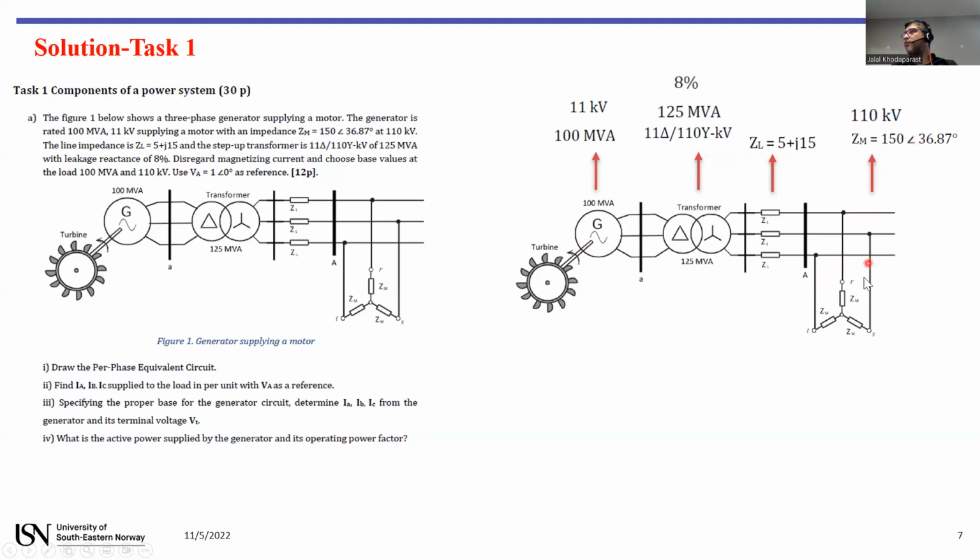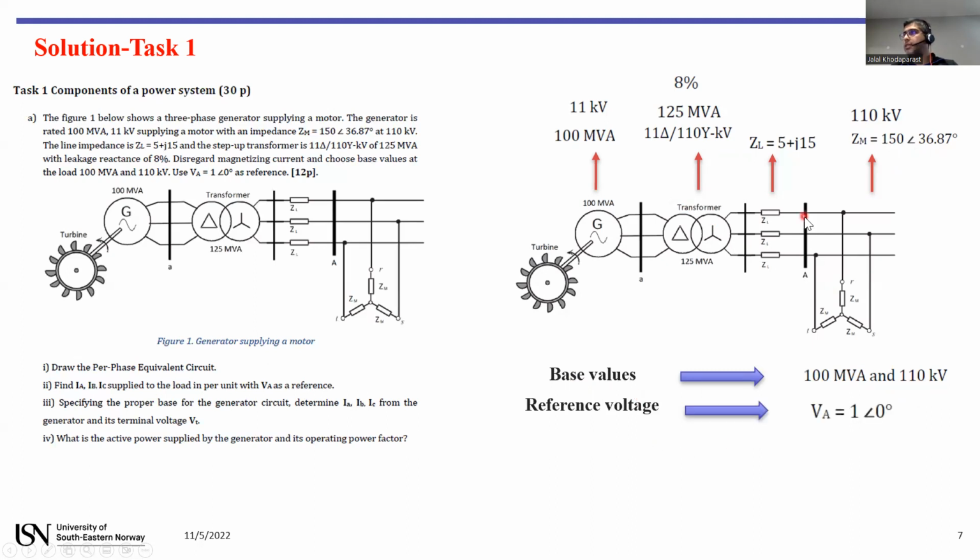And these are the inputs for the load: the impedance in ohm of the load, the angle of the load, and the voltage of the load. According to the text, the base values are 100 MVA for the S base and 110 kV for the voltage base. This bus is considered as the reference, its voltage is 1 per unit in amplitude, with angle 0.